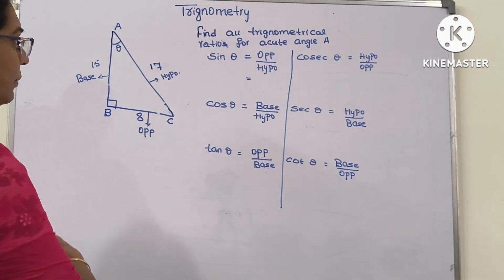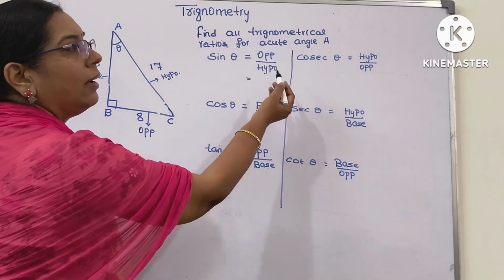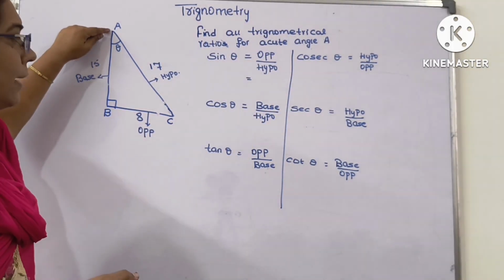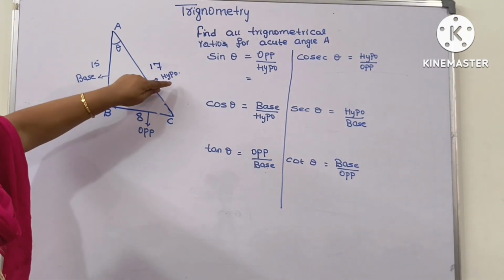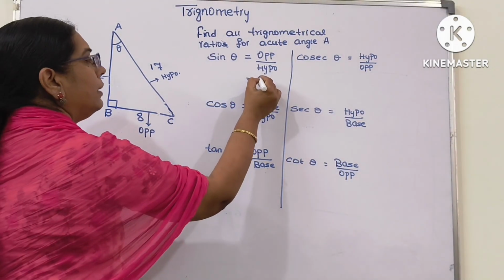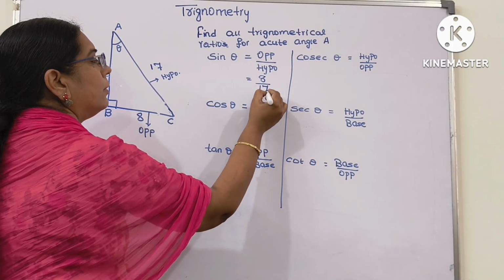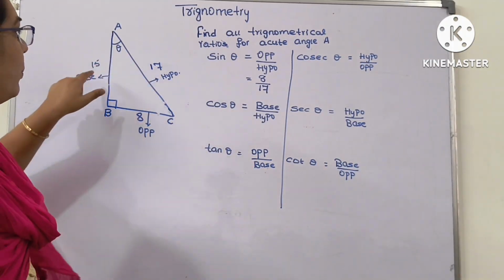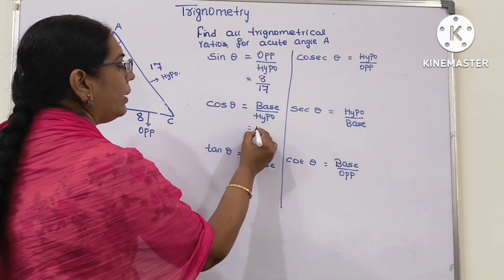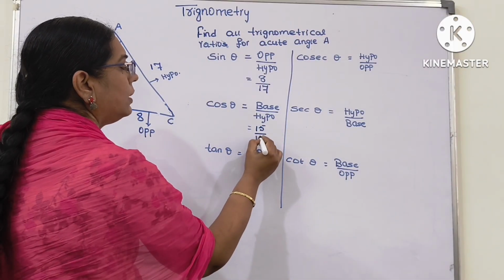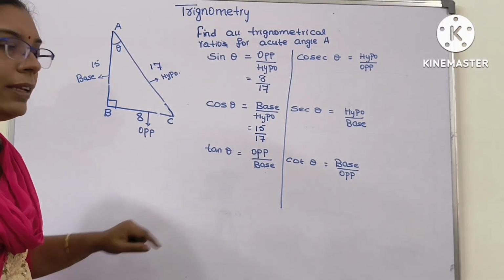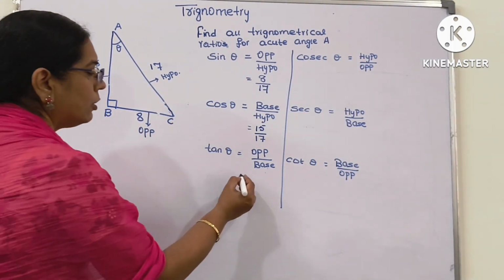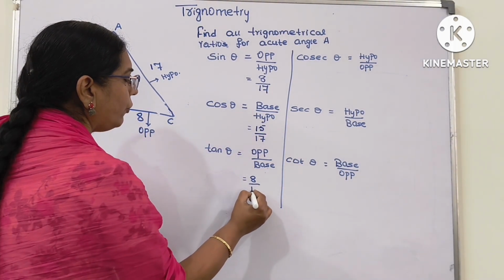Let us write it. Sin theta, opposite by hypotenuse. Now, which is our acute angle? It is A. So, opposite by hypotenuse, 8 by 17. Cos theta, adjacent or base upon hypotenuse. So, 15 over 17. Now, tan is opposite over base. So, 8 over 15.